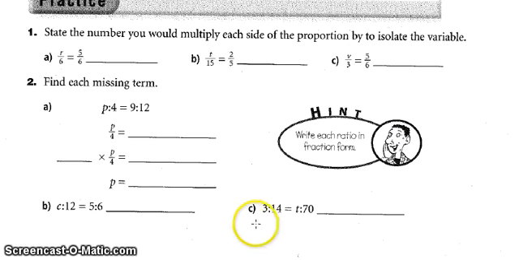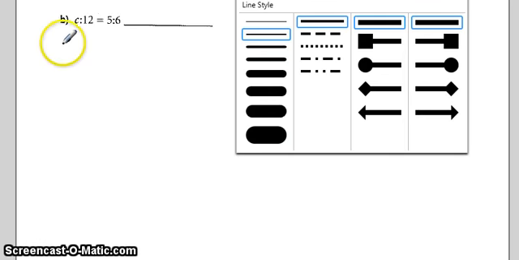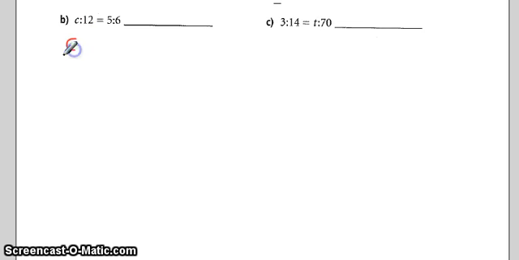There's another way you can do this. It doesn't show you in the book, but I will go ahead and show you. So here we go with my method. The first thing I do is set up my ratios and my proportion as fractions. So let me just select my pen here, and I would rewrite this as C over 12 equals 5 over 6.